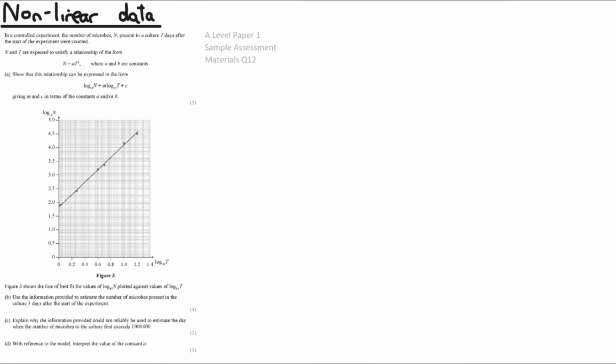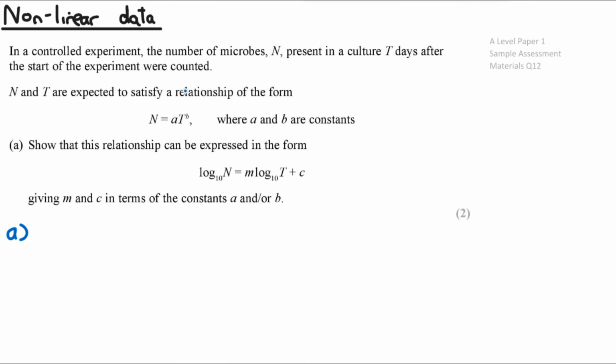But here's an example of a question like this. So for part A, it talks about modeling, where it's from, based on real data. And then we have this equation here, and we need to convert it to this equation here. We do this by logging both sides, as we talked about before.